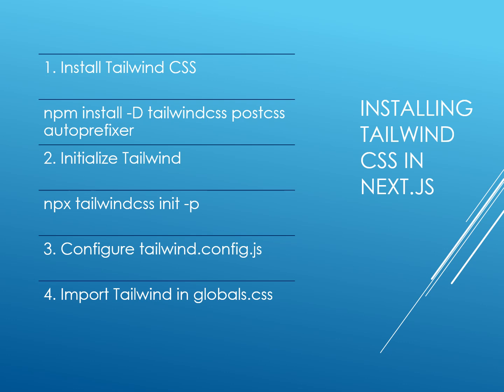When you are working with Next.js and you don't mark yes when you're creating your Next.js project, and you find after some time that you want to use Tailwind CSS, then for that, install Tailwind CSS. The command is npm install -D tailwindcss postcss autoprefixer. Then initialize Tailwind CSS with npx tailwindcss init -p.